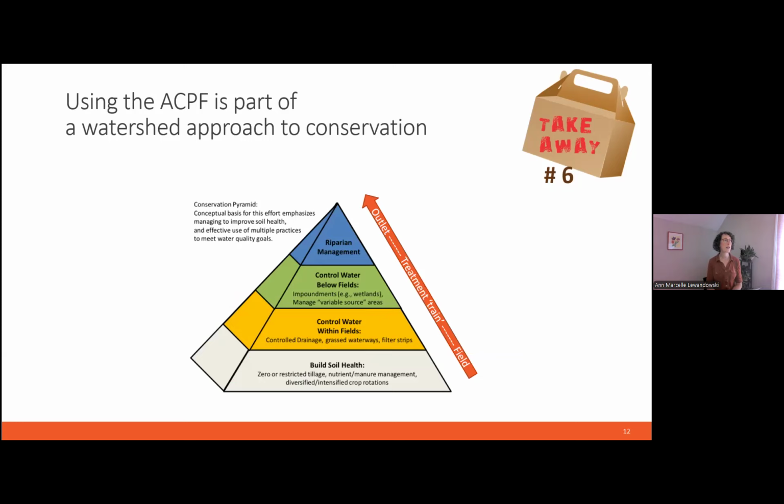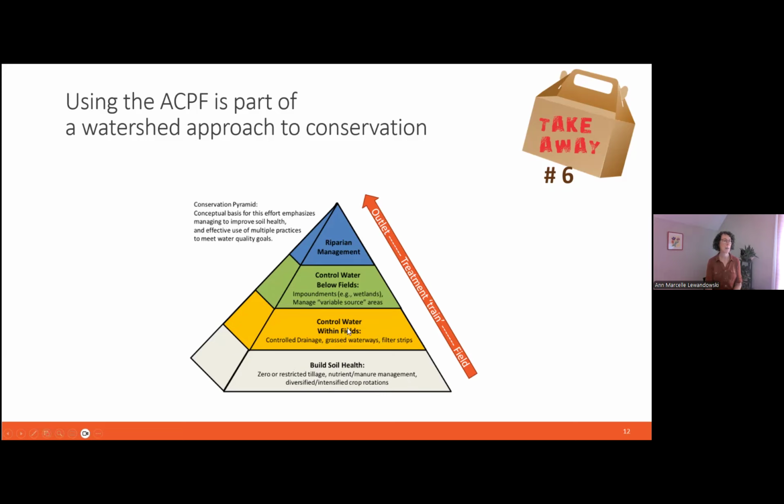And then the final takeaway is that ACPF is part of a watershed approach to conservation. And that means if you're working at a field scale, that still works. ACPF is still useful if you're thinking in a watershed framework. That is, if you're thinking about what's upstream from this field, what's downstream from this field, and how do they connect.